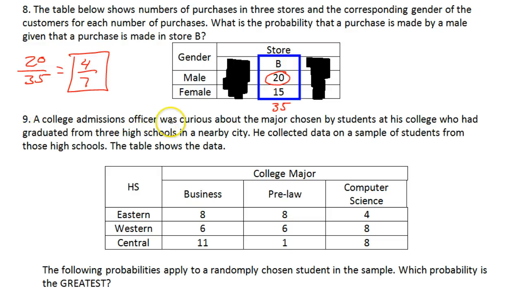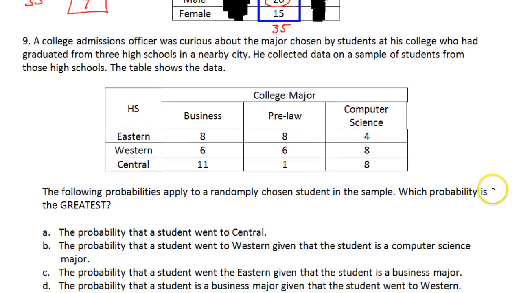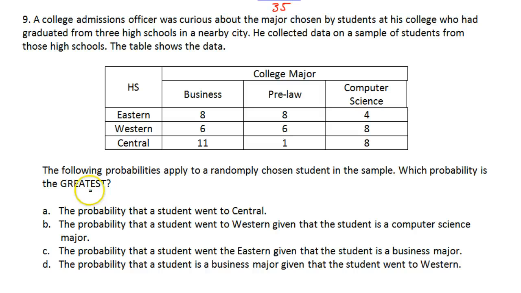A college admissions officer was curious about the major chosen by students at his college who had graduated from 3 high schools in a nearby city. He collected data on a sample of students from those high schools. The table shows the data. All right, what of it? The following probabilities apply to a randomly chosen student in the sample. Which probability is greatest?